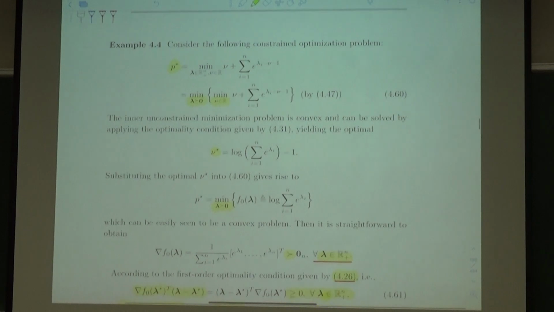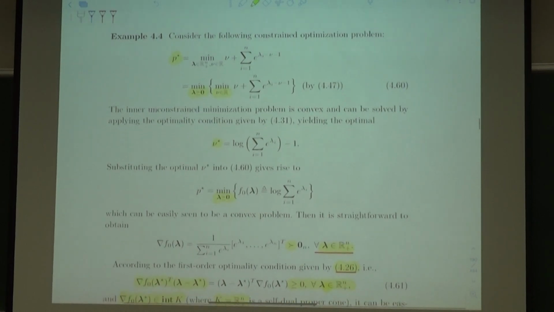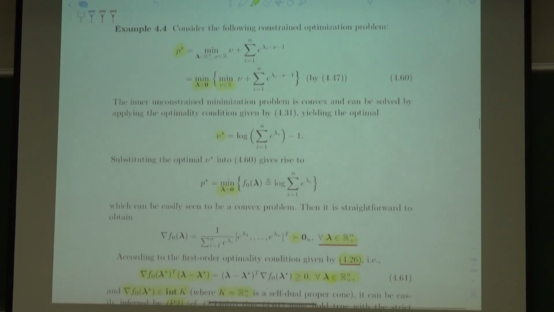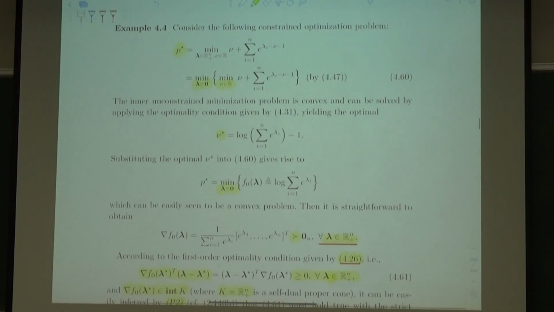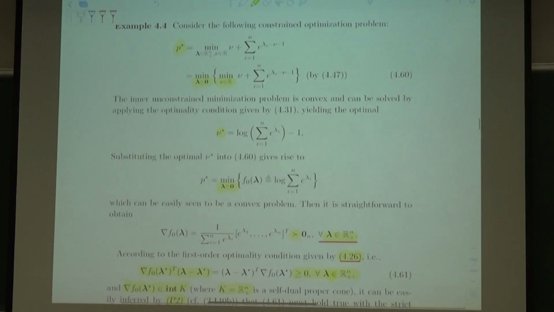Finally, so far we haven't seen a constrained optimization. This is a constrained optimization. You are not able to use gradient equal to 0. This is a problem. For example, this is the problem you want to solve, with unknown variables nu and lambda.